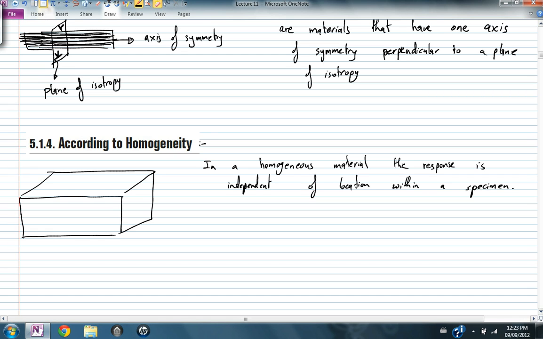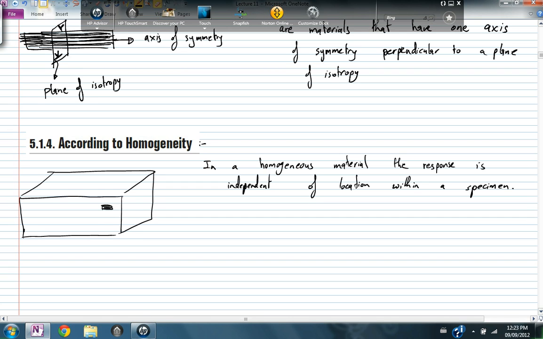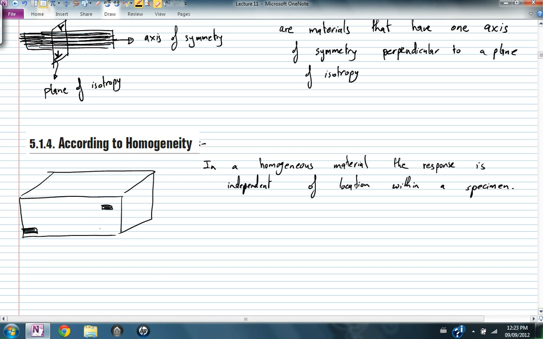For example, if I test this area, I get a certain response. If I pick my specimen from a different area, I get the same response. If I test my specimen in this area, I get the same response. Or if I test in a different area, I get the same response.